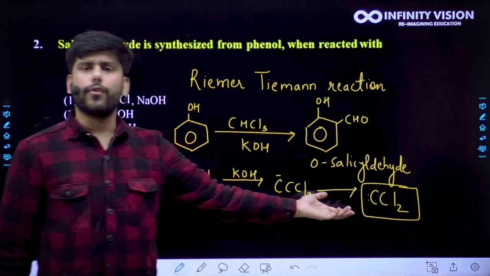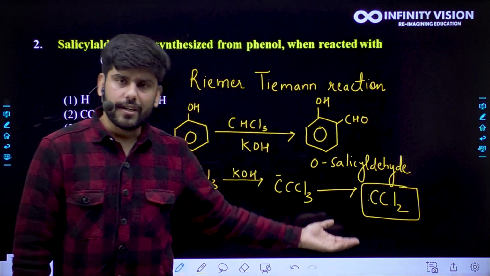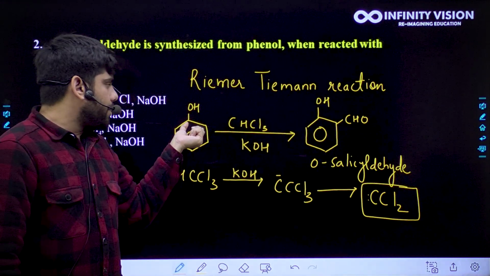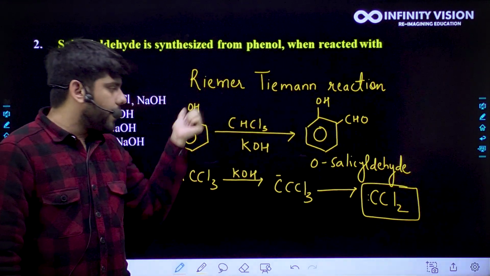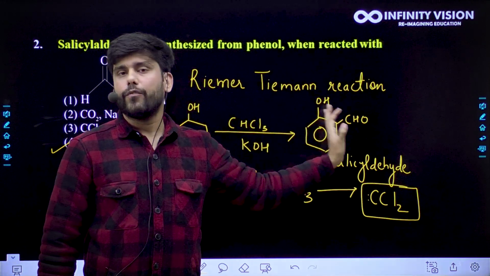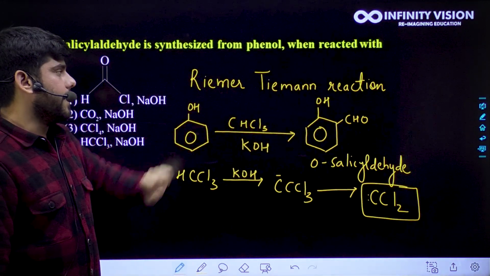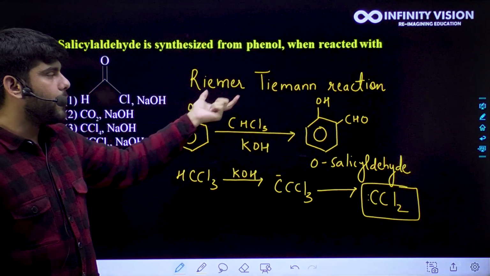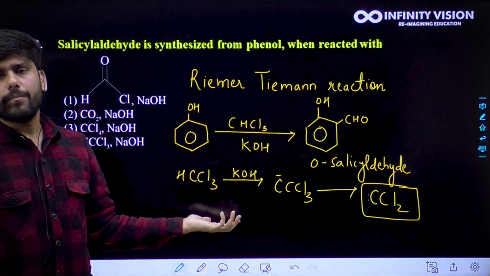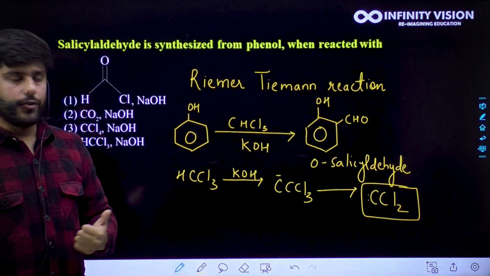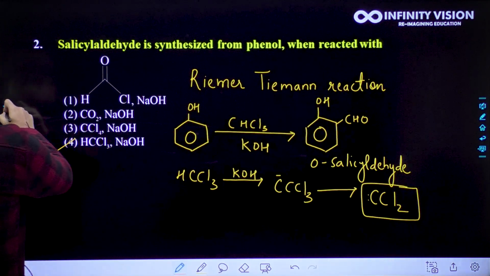Now, this dichlorocarbene is an electron-deficient species. So the electrons of the phenol ring will attack over here, and ultimately what we get is salicylaldehyde. So this is from the Reimer-Tiemann reaction. Again, a simple question based upon NCERT theory only. So let us discuss the next question.